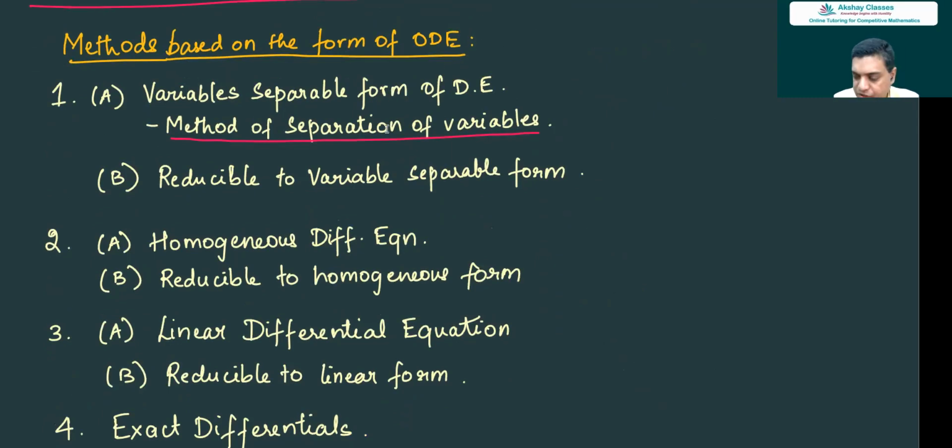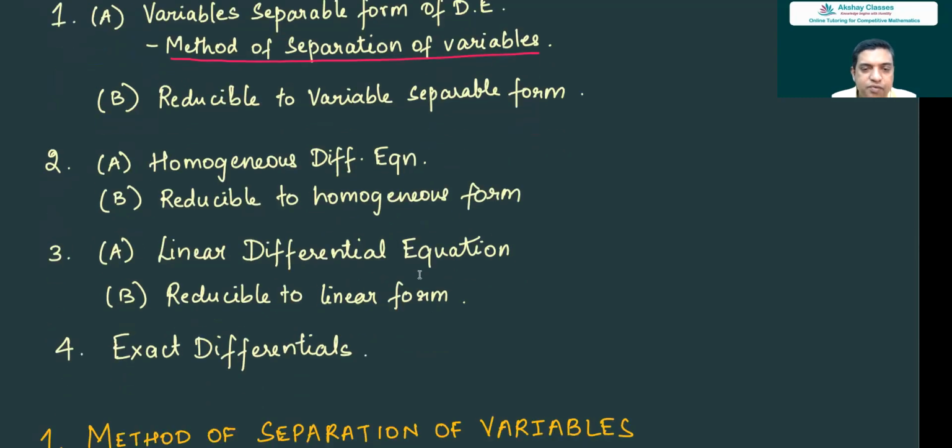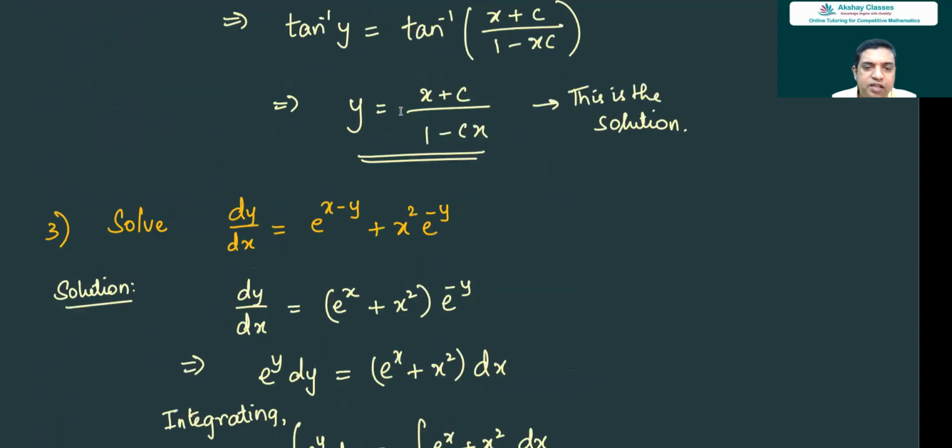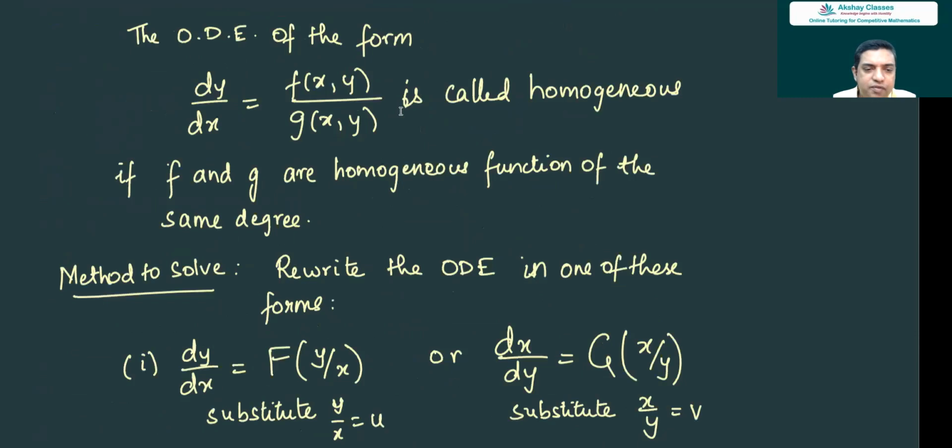So first is separation of variables, that is the most fundamental. Then homogeneous differential equation, where we can convert the differential equation to y by x form or x by y form, and then substitute y by x by u, and then after that it converts to a separable variables form. Then we discussed linear differential equations. And today we'll continue with linear differential equations and go with exact differentials.